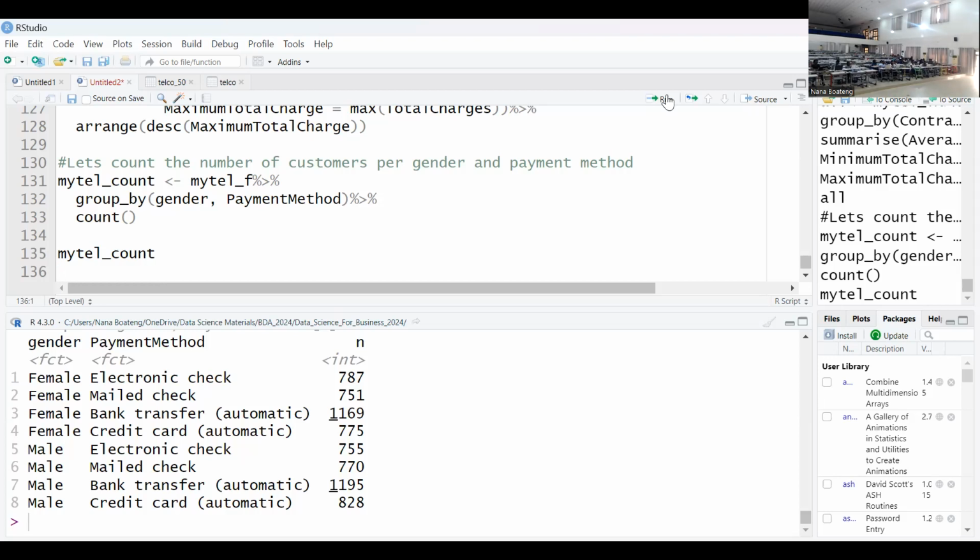Now, you realize that where the count is, instead of giving us a name, it's just giving us n as a number, the number of counts. So we can actually change that and give it a proper name. We can use the verb rename to rename any heading that we don't like. Okay, so let's go ahead and do that.